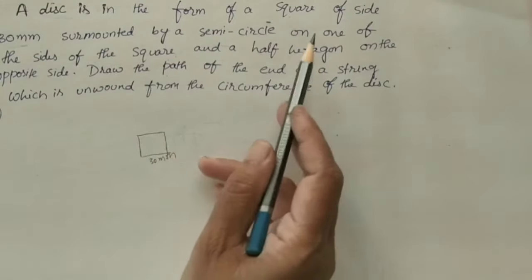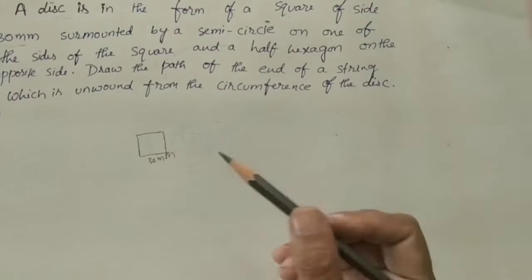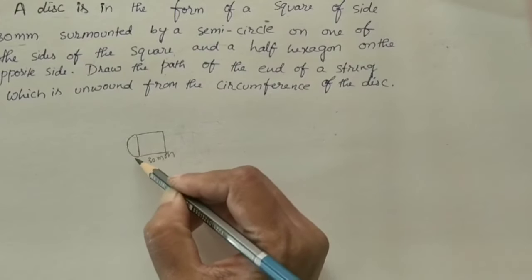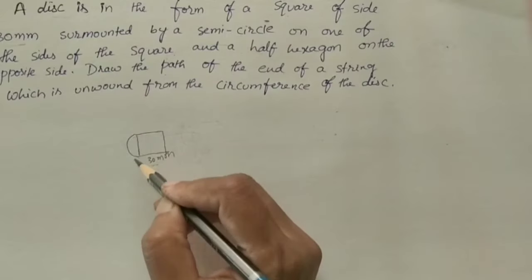Surrounded by a semicircle on one of the sides of the square. One side of the square has a semicircle. So I am taking this side. It has one semicircle, meaning half of a circle. What is the diameter of this? It is also 30 mm, the side length of the square.